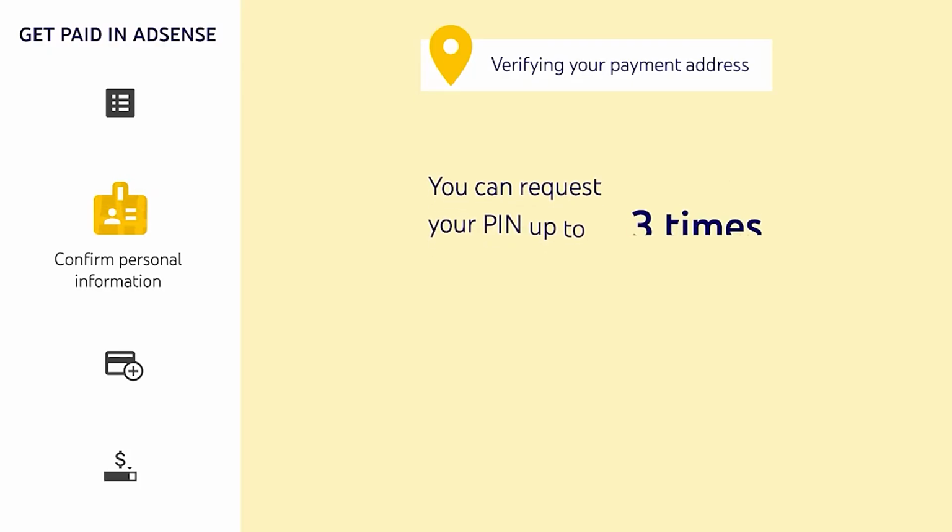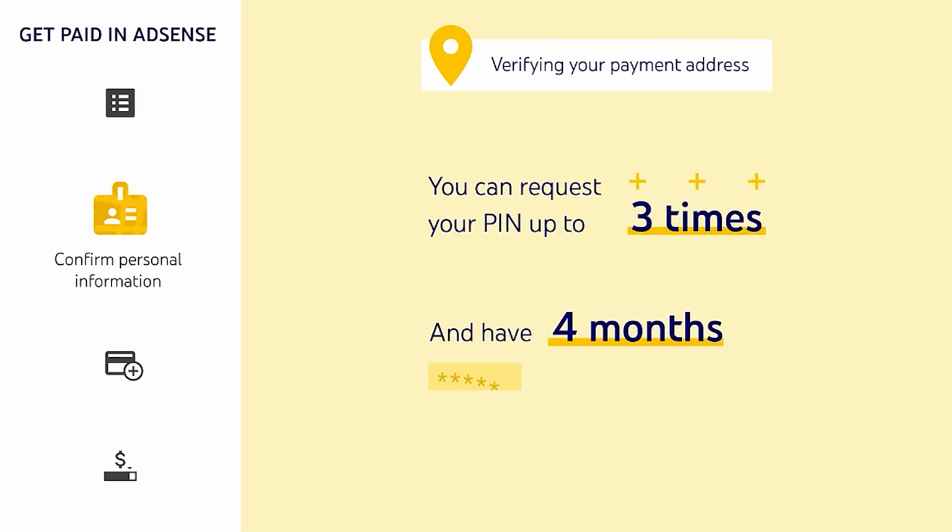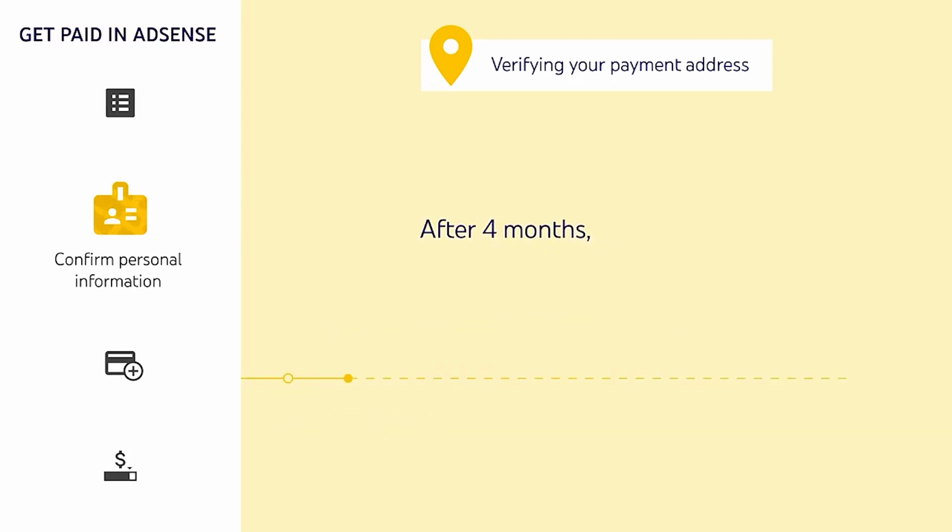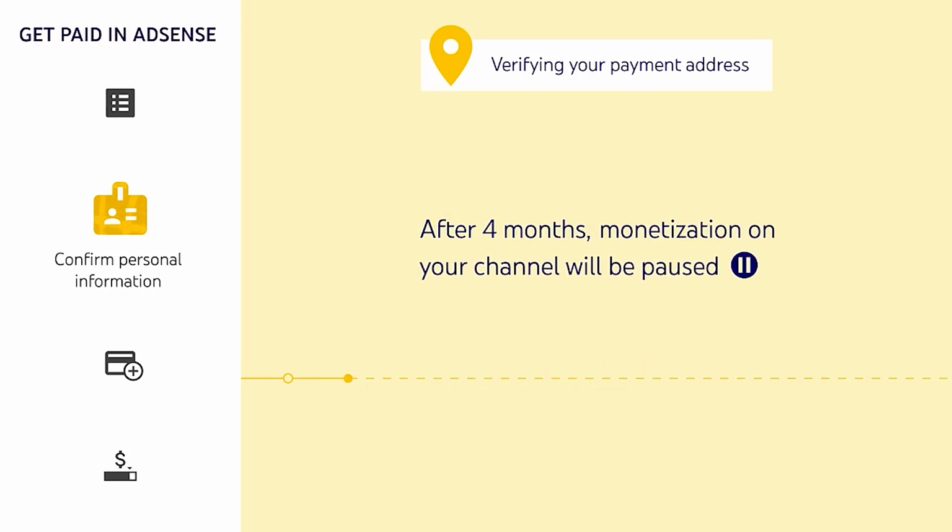You can request your PIN up to 3 times and have 4 months from the date your PIN is generated to enter it into your account. After 4 months, monetization on your channel will be paused until verification is complete. If you continue having trouble receiving your PIN, check out the Address PIN Verification article in the AdSense Help Center, or reach out to creator support for help.